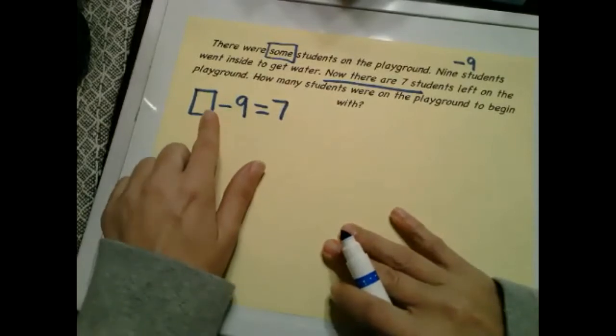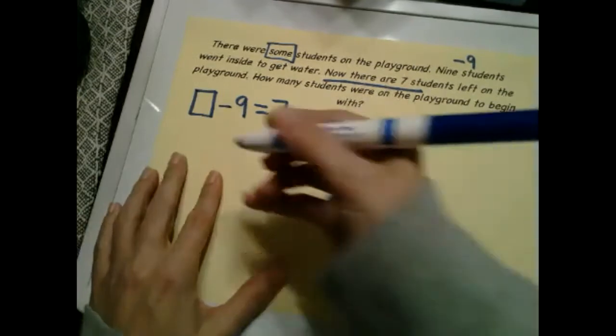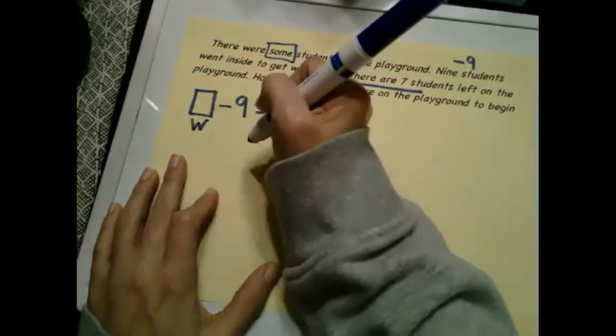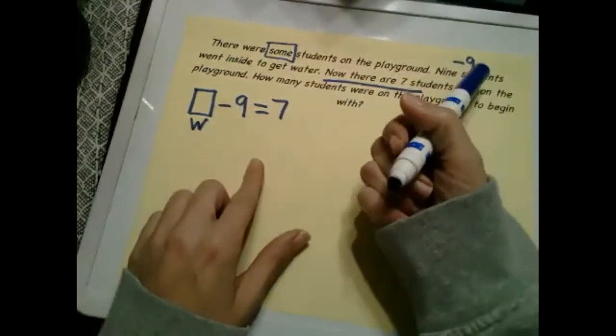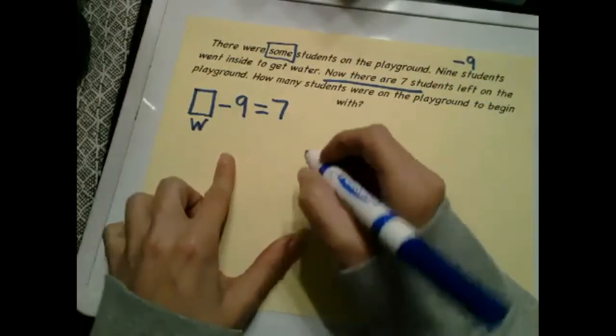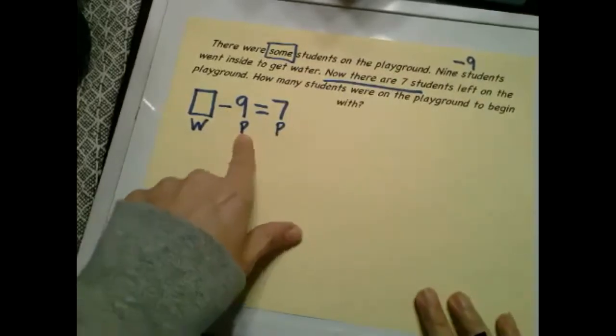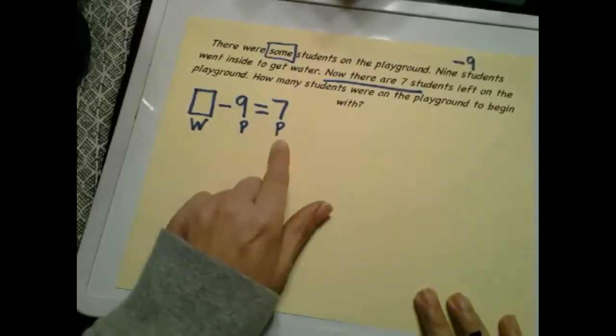Again, my whole always goes first in a subtraction. So this would be my whole. My parts are what we put together to make our whole. So these must be our parts. A whole minus a part gives me the other part.